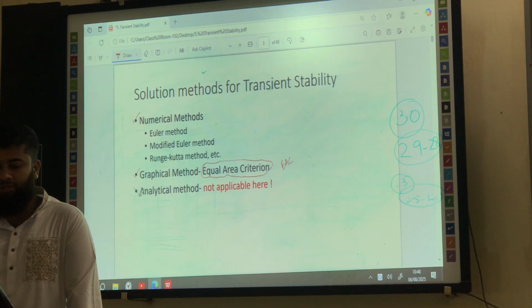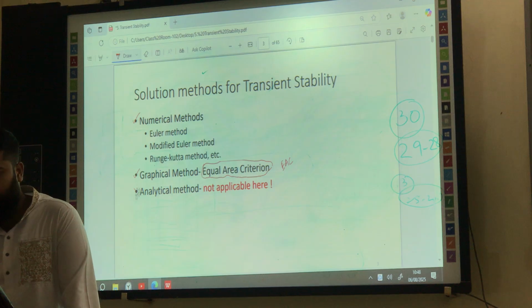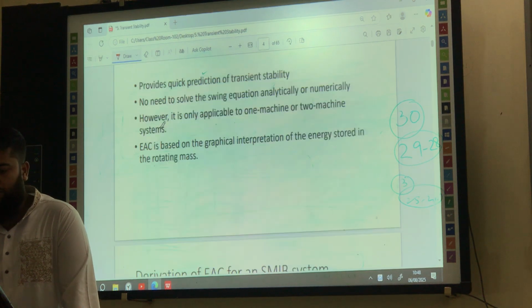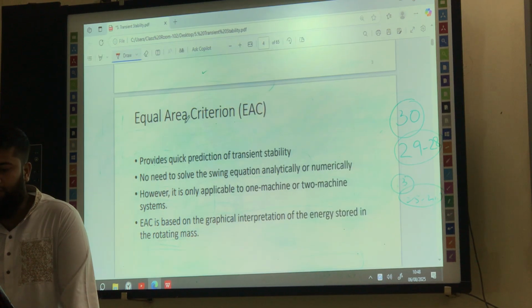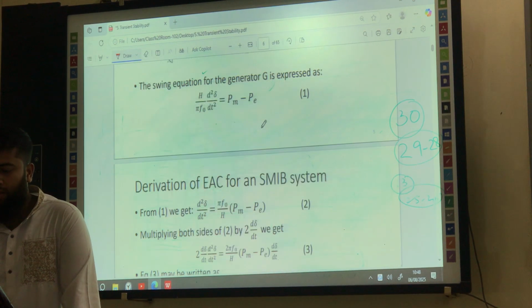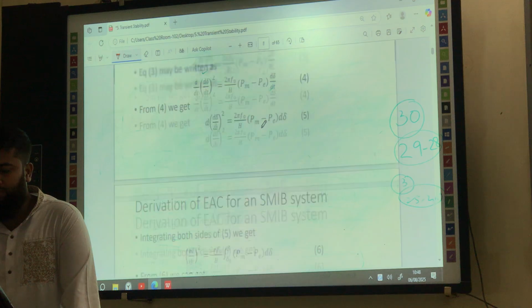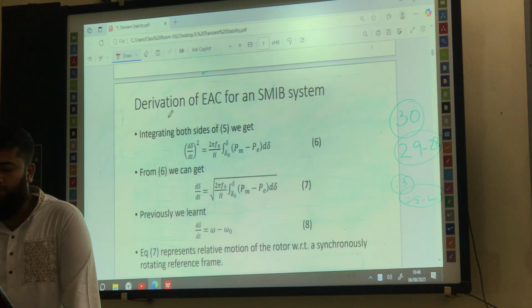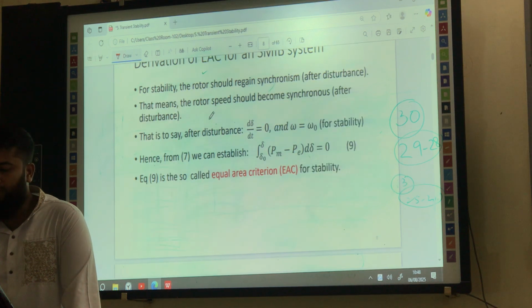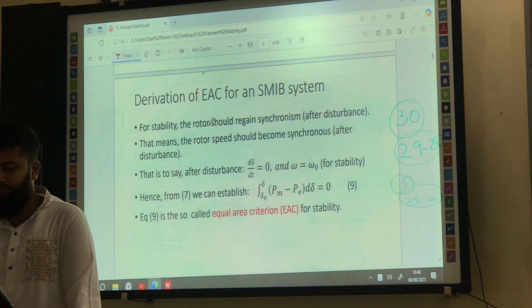Obviously, the analytical method is not applicable. After that, we saw the advantages and disadvantages of the CSE method, and there we represented our single machine infinite system in the form of ESE, right? Finally, we saw that this is actually the ESE criteria for stability.